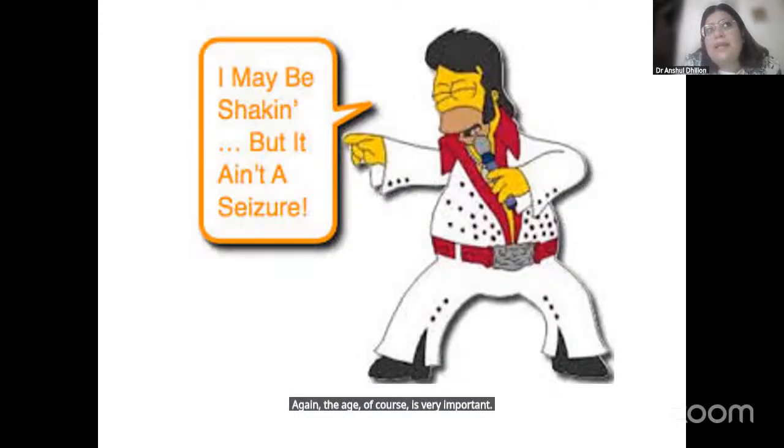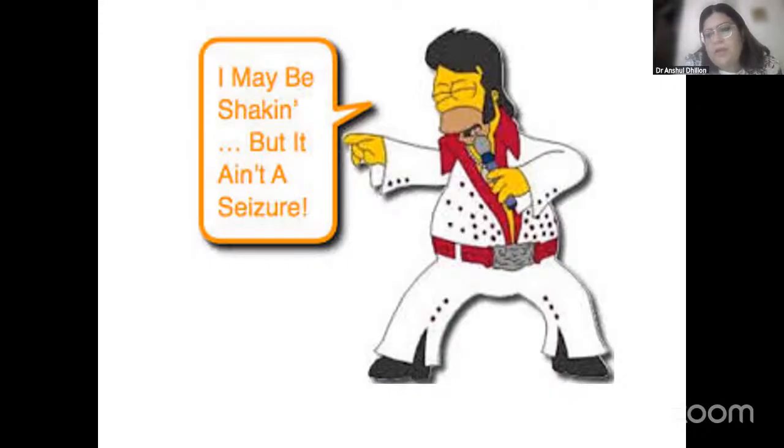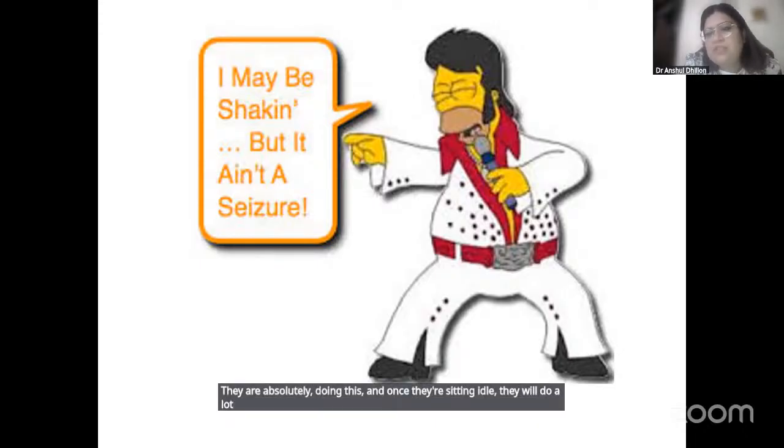Coming to motor tics and focal seizure. A lot of the time, when we see a child with motor tics, you try to talk to the child and they sometimes stop doing it. The distraction makes the child stop these movements, and they are absolutely doing this. Once they're sitting idle, they will do a lot, and once we distract them, they will stop doing it. So that is a very key important point here to differentiate.